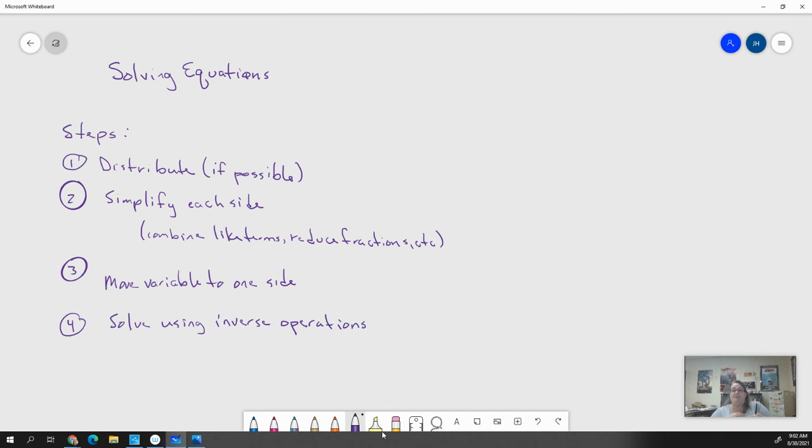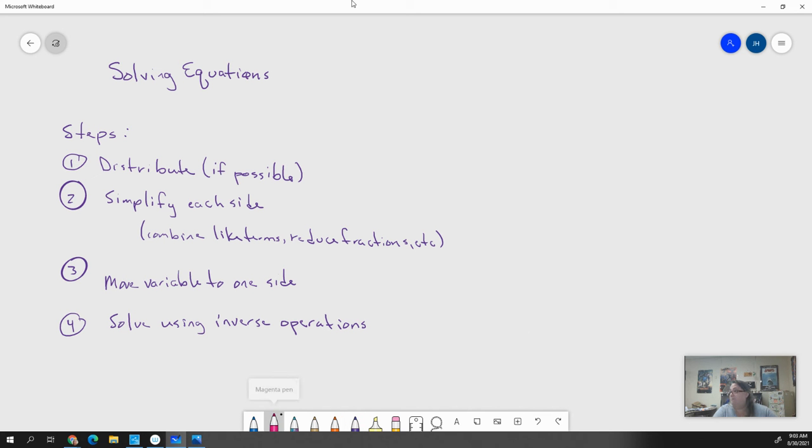Operations are just what's being done to something. So more often than not, our operations are addition, subtraction, multiplication, division, right? Those are our main mathematical operations. Inverse operations would be whatever the opposite is. So if I've got something being added, if I want to move it, I would subtract, right? If I have something being multiplied, if I wanted to move it, I would divide. I would be using those opposite operations to solve for variables.